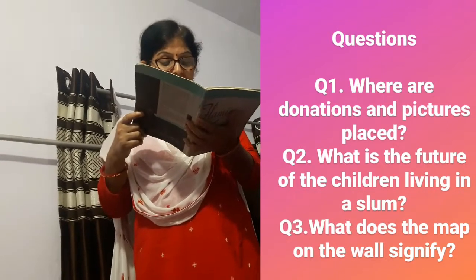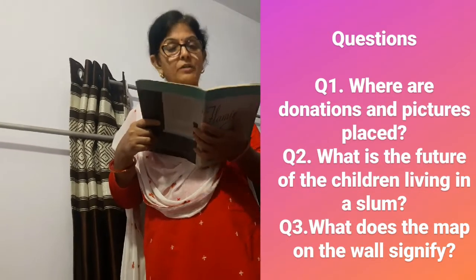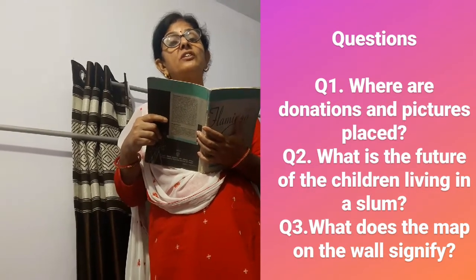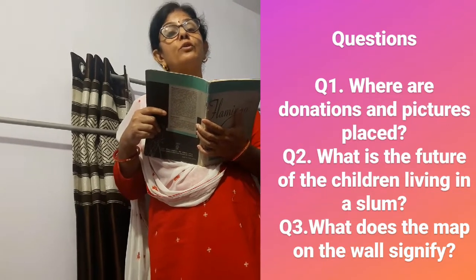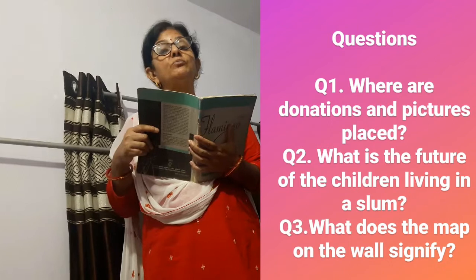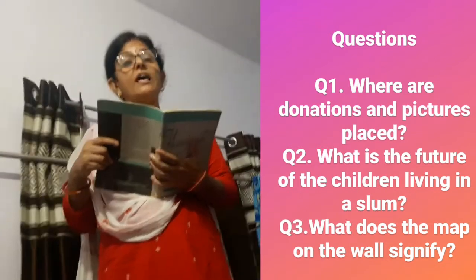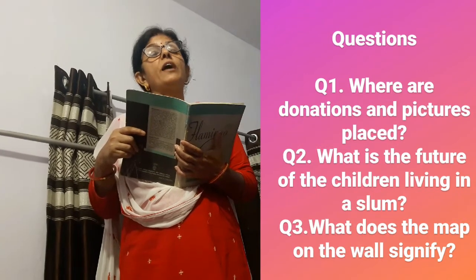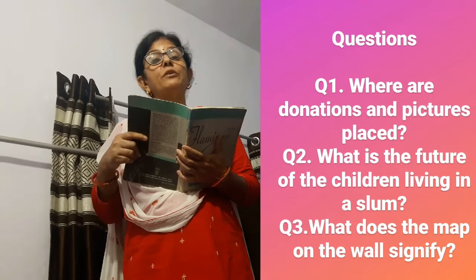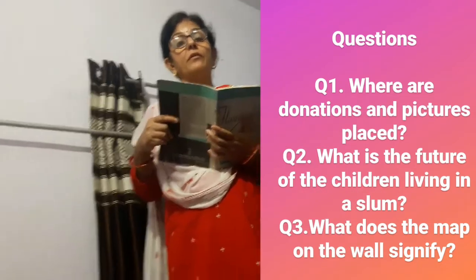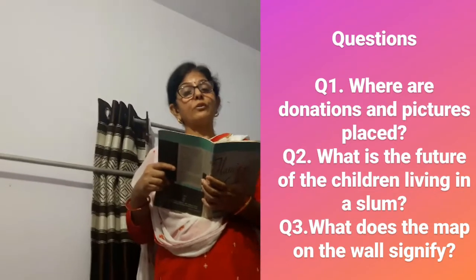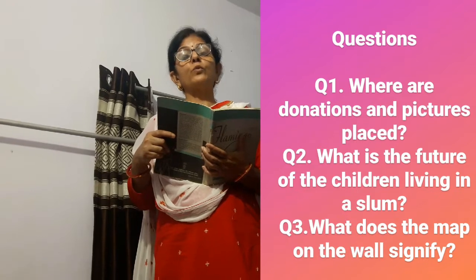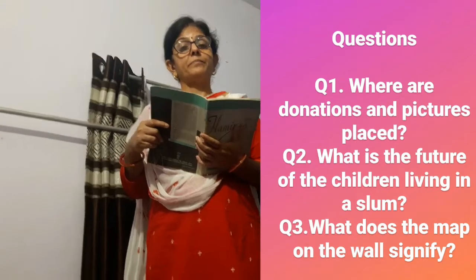Question number 3. What does the map on the wall signify? The map on the wall signifies that the world belongs to only powerful men, rich men. The world has only the beautiful cities, beautiful rivers, beautiful valleys. It doesn't belong to poor people because the houses of the poor people, the slums of the poor people were not shown in the map.